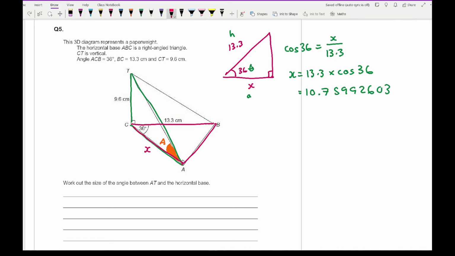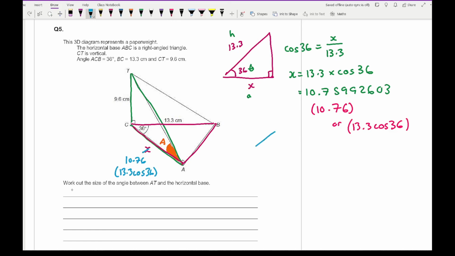So I would potentially recommend students go for 10.7560, or 10.756 to maybe an extra decimal place. Alternatively, you could just use 13.3 cos 36 and you wouldn't lose any accuracy marks. So it's entirely up to you which one we go for. Now I can swap that x with 10.76 or I can swap it with 13.3 cos 36. Any of those will be absolutely fine.